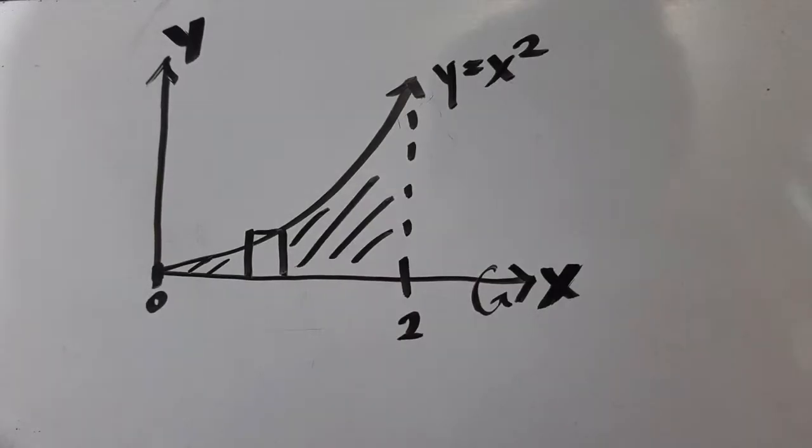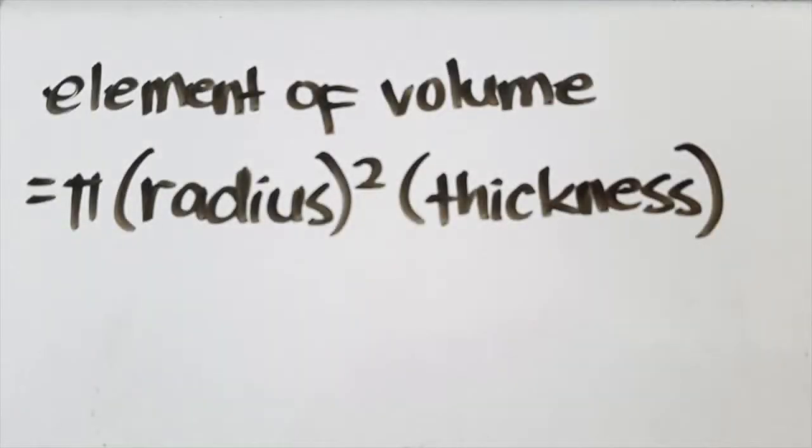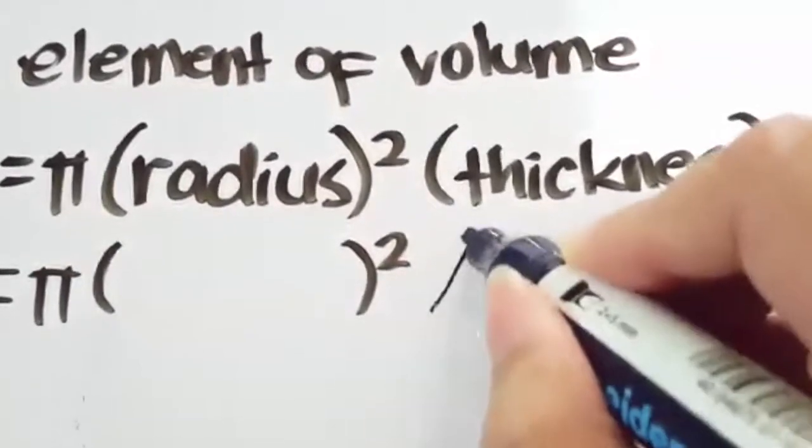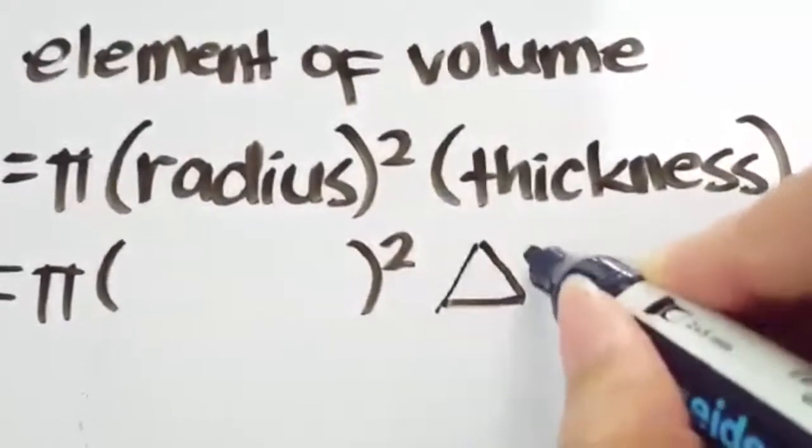The next step is to draw a rectangular strip, and from this strip we can derive the element of volume, which is simply pi times radius squared times thickness. The radius in the equation is basically the length of the strip measured from the axis of revolution, while the thickness is delta x.